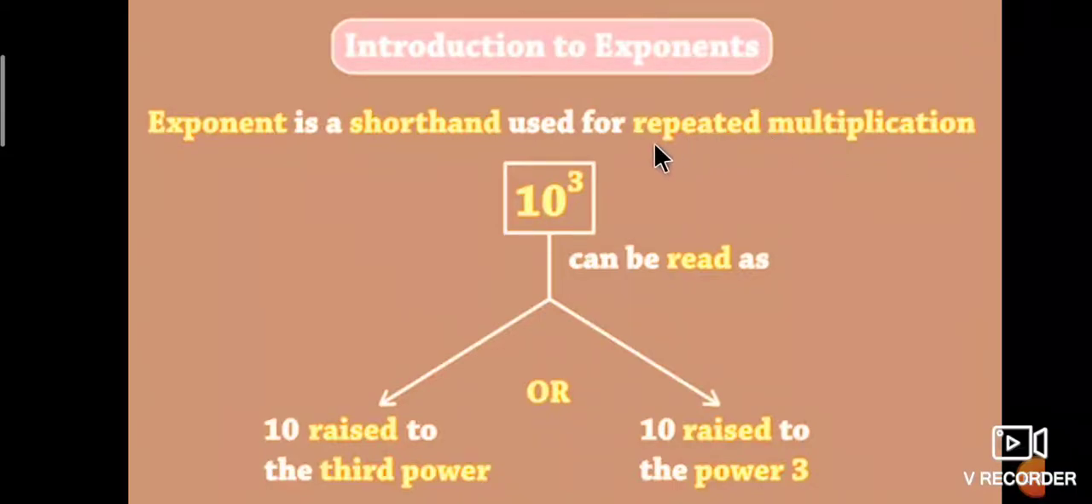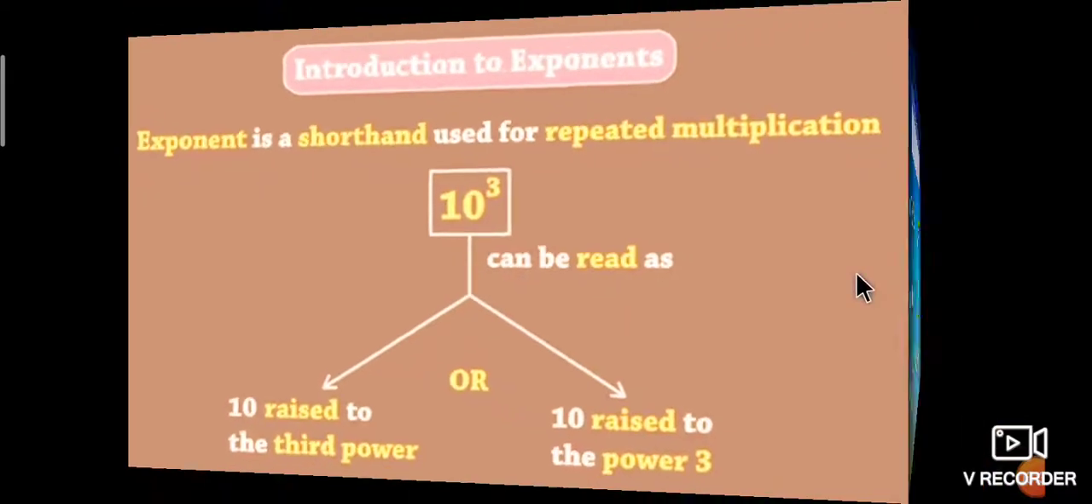Now we shall show an example: 2 into 2 into 2 into 2 into 2 is equal to 2 to the power of 5. Similarly, 10 to the power of 3 we can read as 10 raised to the third power, or 10 raised to the power 3.